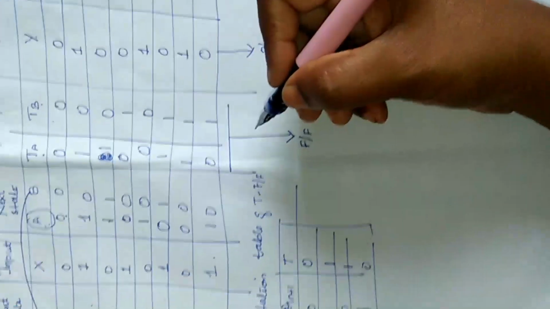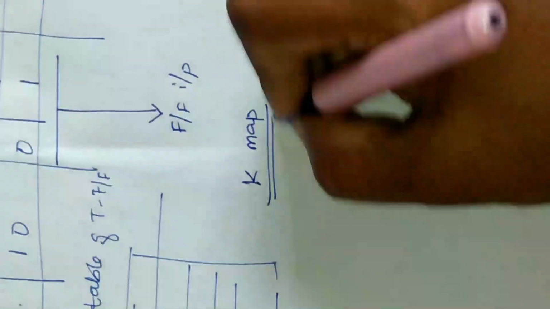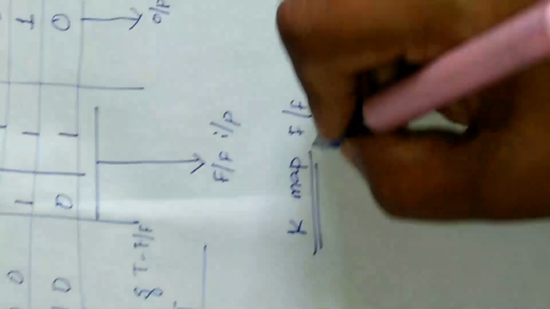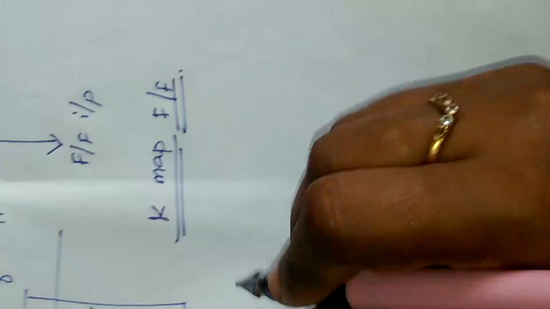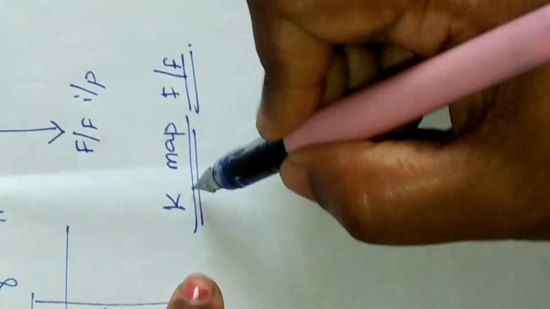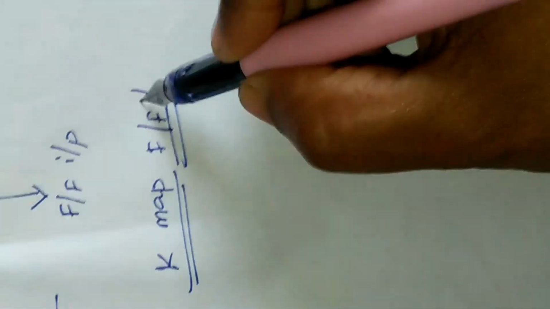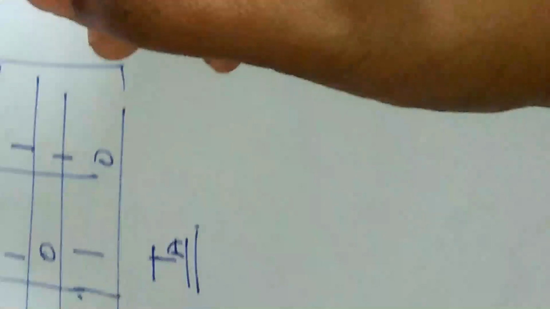My next step is, now we have completed the excitation table. My next step is the K-map implementation, the K-map flip-flop implementation. Now, how do I do the K-map implementation? I'll have to derive the K-map expression for the flip-flop inputs and the output of the circuit. Now for the input TA, what will be my inputs?